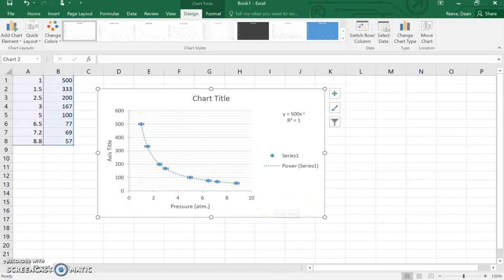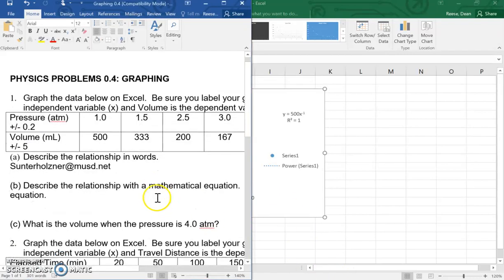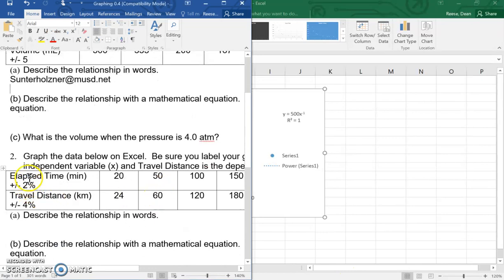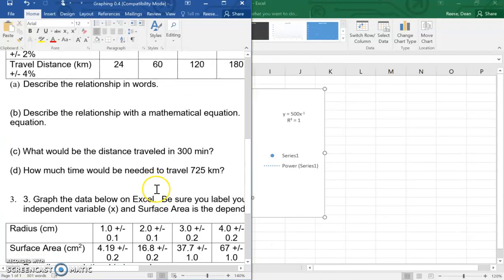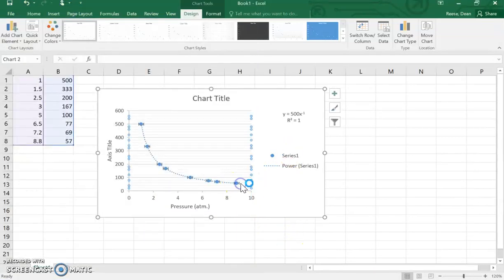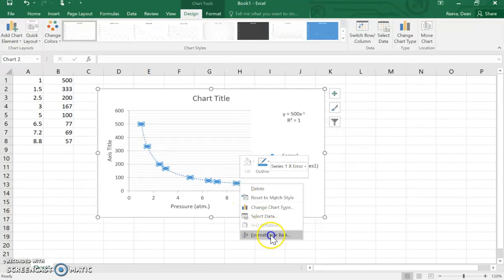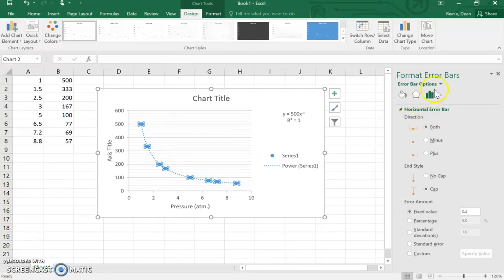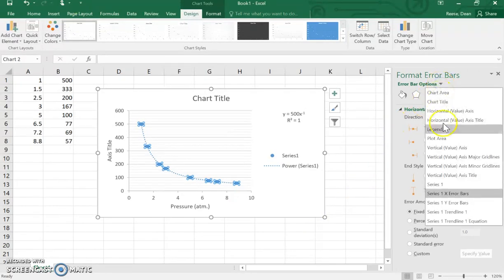Okay, I want to show you one more case. These ones are changing by a percentage. So let's just apply this percentage to our current data. I know it's for a different graph, but this way I don't have to create a whole new graph. So again, let's click on the error bars, format error bars. Yeah, series 1 X error bars. If we want the Y error bars, we can press that.